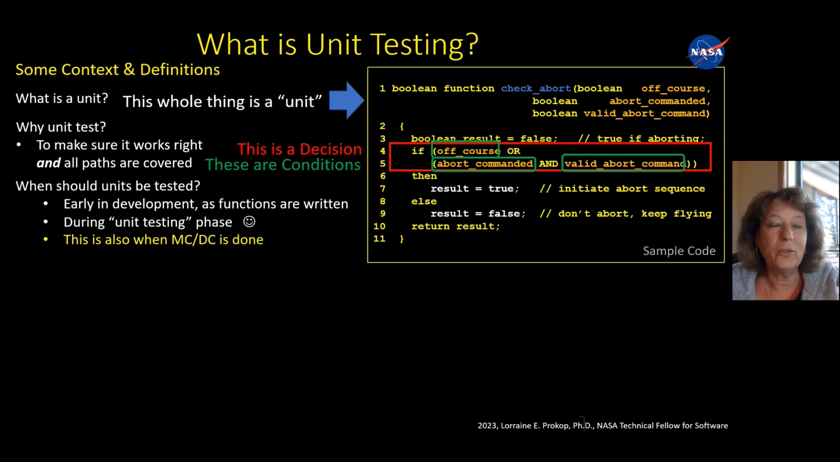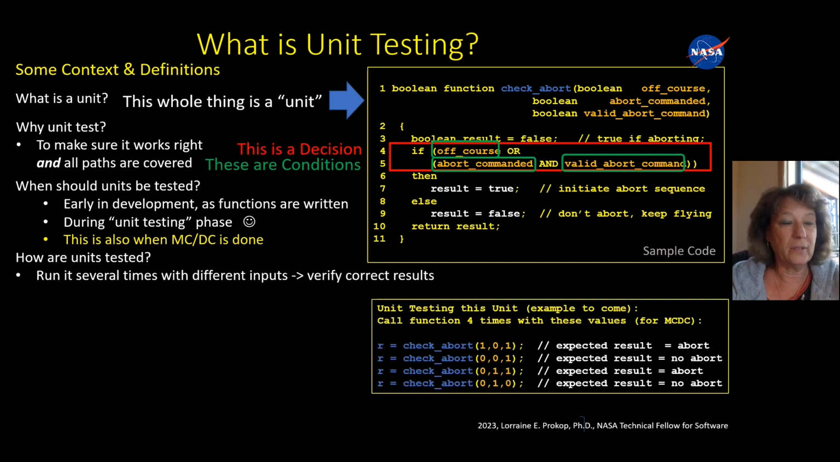So when should units be tested? Early in the development life cycle, they call this the unit testing phase. And this is also when MCDC is done. It's associated with what you do during unit test.